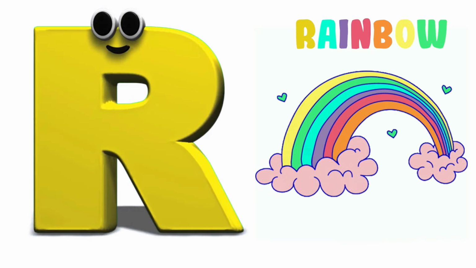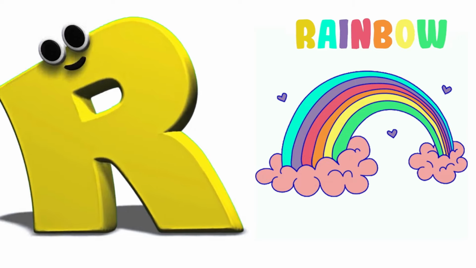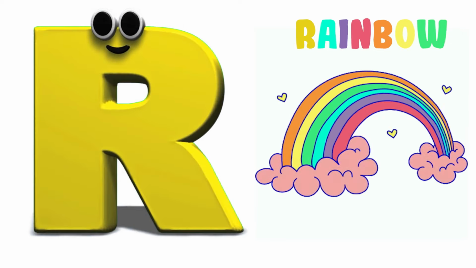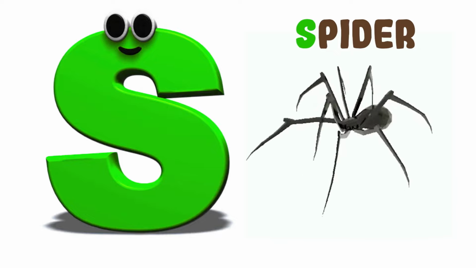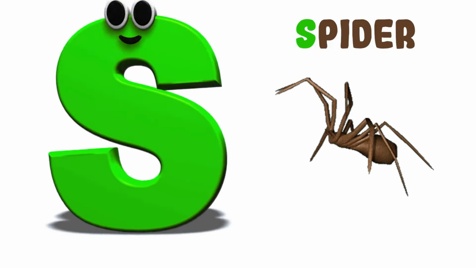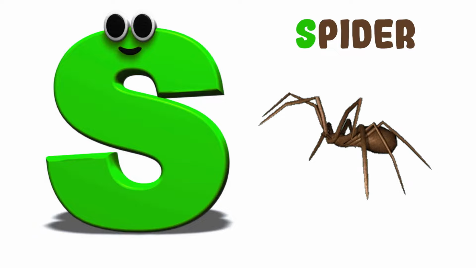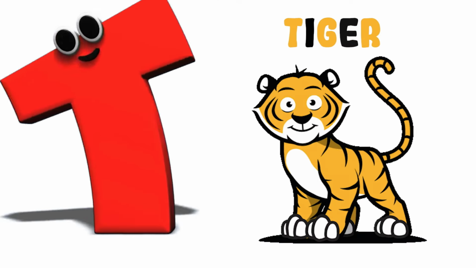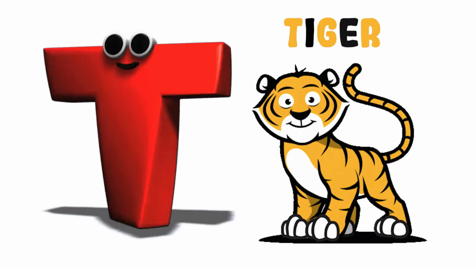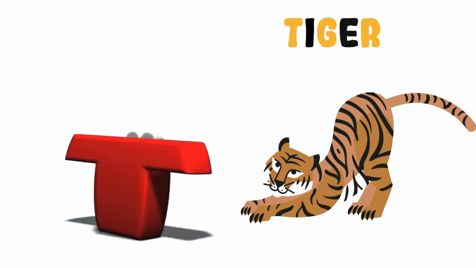R is for rainbow, r, r, rainbow. S is for spider, s, spider. T is for tiger, t, tiger.